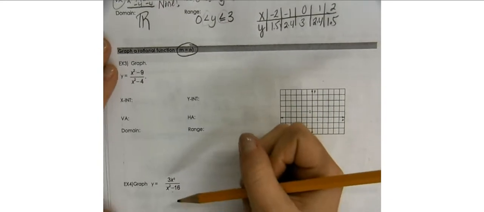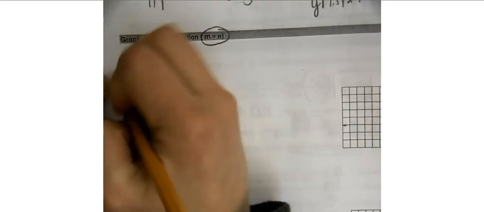This time around, we're going to have degrees that are the same, and both of these degrees are going to be quadratic. So in examples 3 and 4, we have a quadratic over a quadratic. The first thing we want to do, just like we've done in all of the other problems, is identify our x-intercepts. And just like before, for our x-intercepts, we're going to let our numerator equal 0.